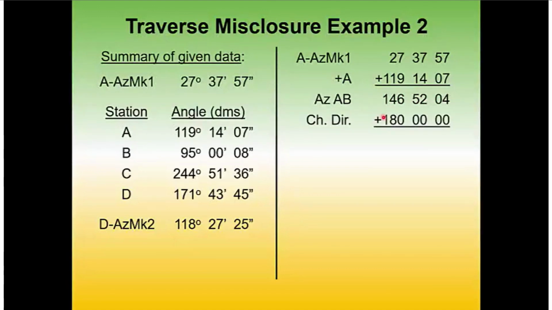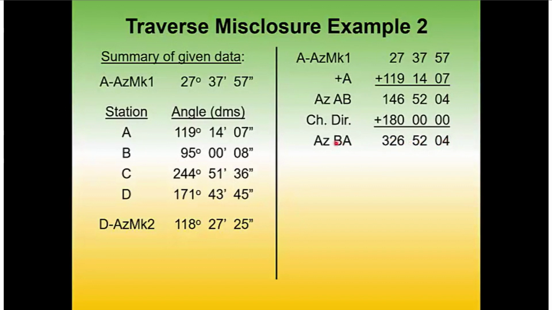We want to now change the direction of that azimuth and get the azimuth from B to A. And so we either add or subtract 180 degrees, whichever value gets us between 0 and 360. Well, we can see that if we add 180, we're going to be less than 360. If we subtract 180 here, we would have a negative number, and we can't have that. So we must add the 180 degrees, and we'll get an azimuth of 326 degrees, 52 minutes, and 04 seconds.